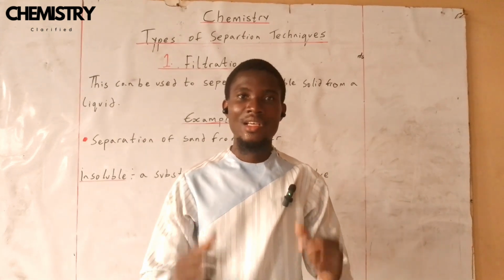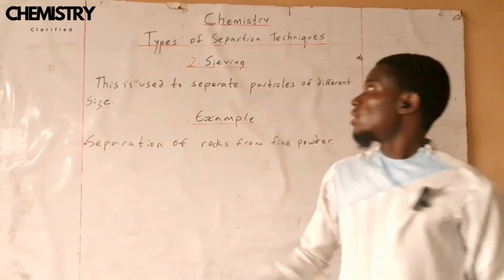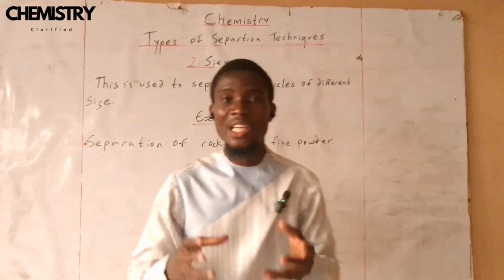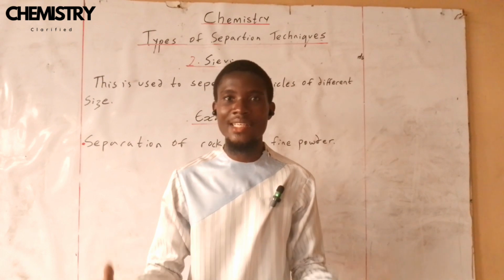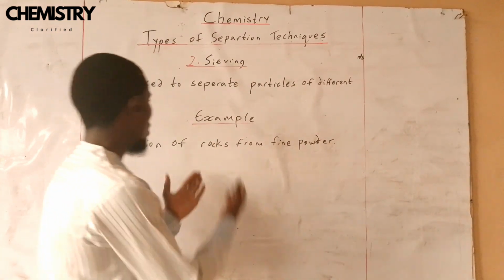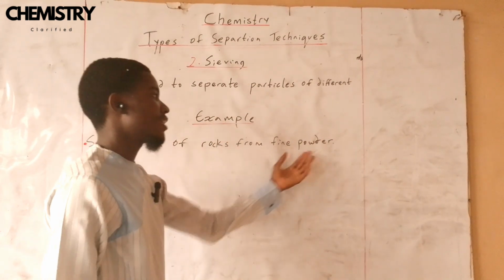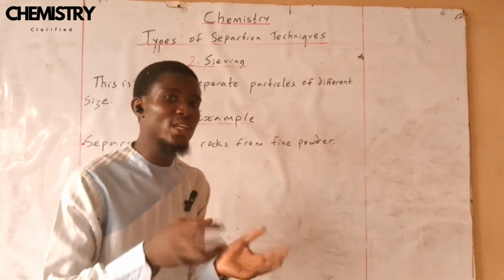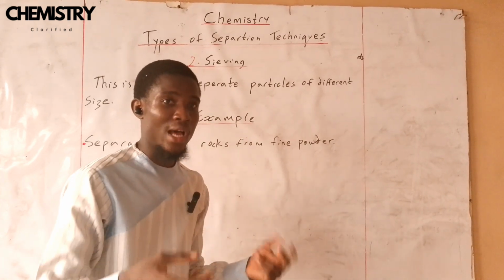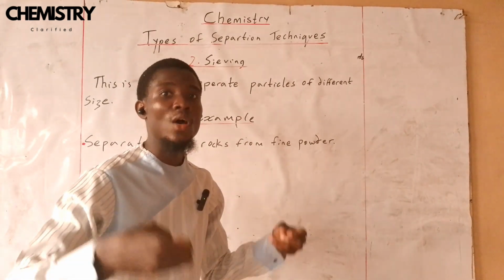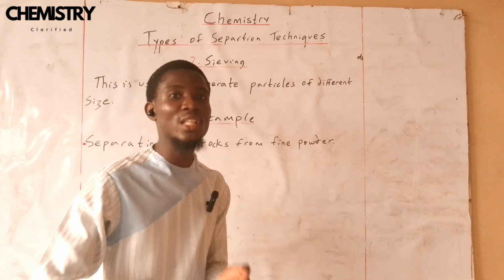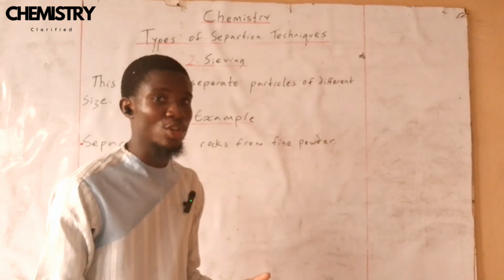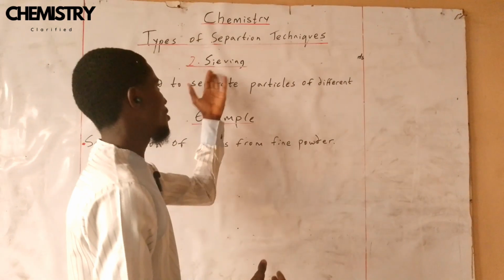Now, the next type of separation technique is sieving. Now, sieving is always used to separate particles of different sizes. For instance, when you have small rocks mixed with fine powders, if you have a sieve, the mesh of that sieve will only allow the fine powder to flow through, and then the small rocks are going to be left on the sieve. Now you have successfully separated the powder from the rocks using a sieve. And that method of separation is called sieving.